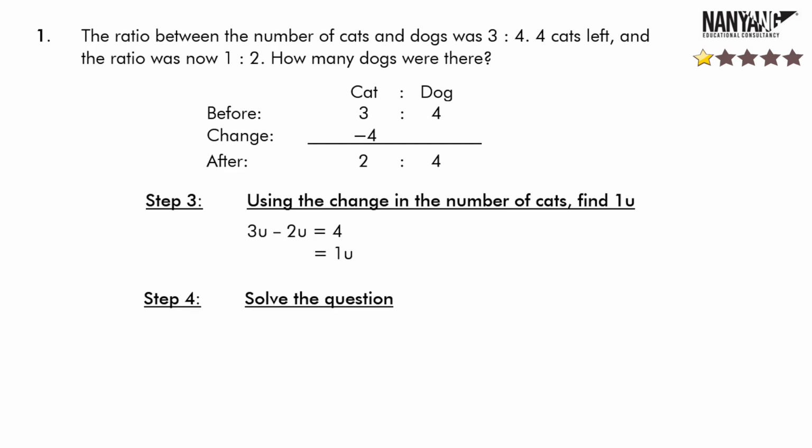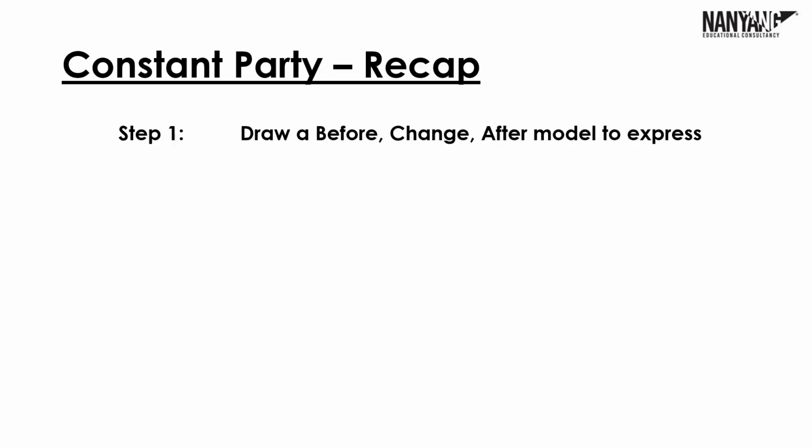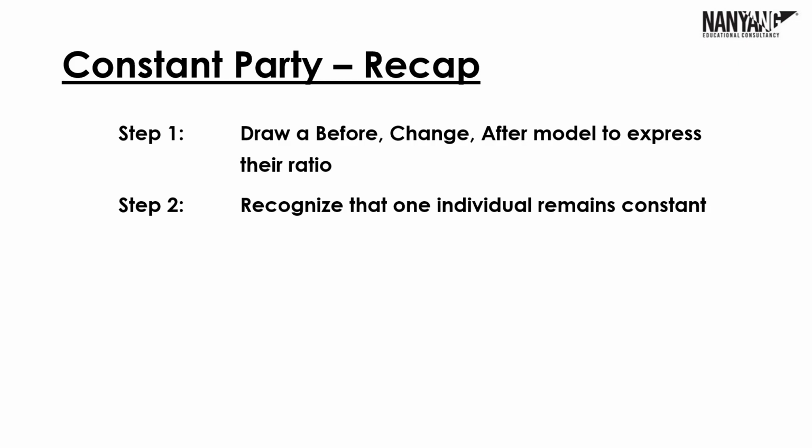As such, we can easily solve the question now. We take 4 units for the dogs equals to 4 times 4, 16. So that's our answer. There were 16 dogs. Now let's do a recap. First, we draw a before change after model to express their ratio. Next, we recognize that one individual remains constant, and we have to equate his parts for before and after into the same number of units. Next, using our change, we can find 1 unit, and then we can solve the question easily.